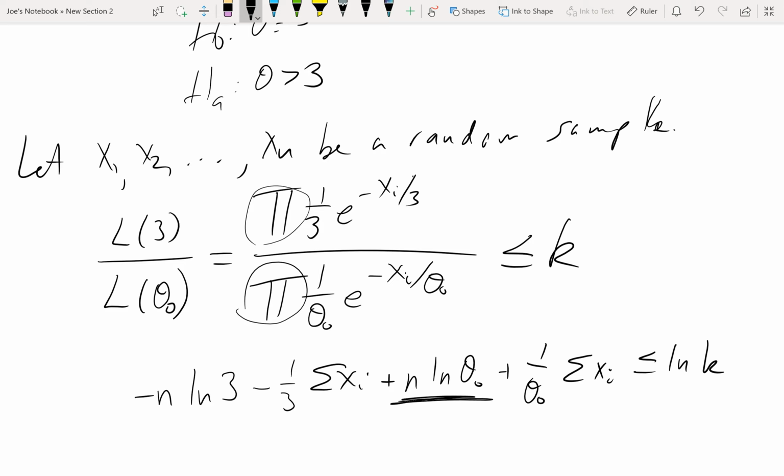And again, all we really care about is if the right-hand side is going to be a constant, right? So I'm not going to rewrite a whole bunch of stuff here. This is a constant, and this is a constant, right? If I move it to the other side, we're still going to have less than or equal to some constant. I'm just going to call it a k.